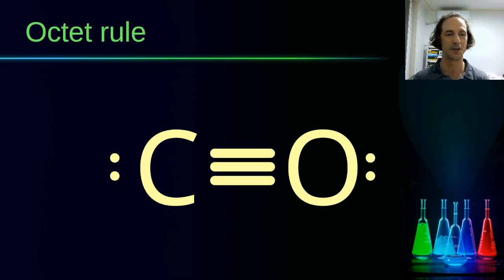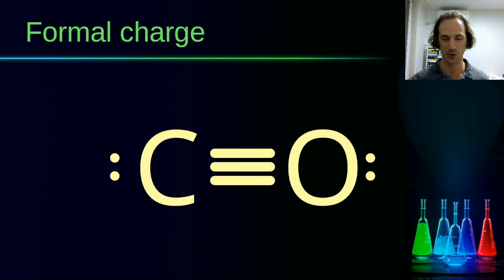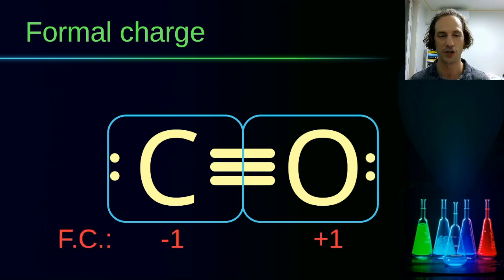And then let's consider the octet rule. In the octet rule, the 6 electrons in this triple bond will be counted to both of the atoms. When we take a look at how the formal charge works, then we of course just divide the 6 electrons in the triple bond half-half. So 3 electrons go to carbon and 3 electrons go to oxygen. That means carbon now has 5 valence electrons and the -1 formal charge, and oxygen also has 5 valence electrons, but it will have +1 formal charge.